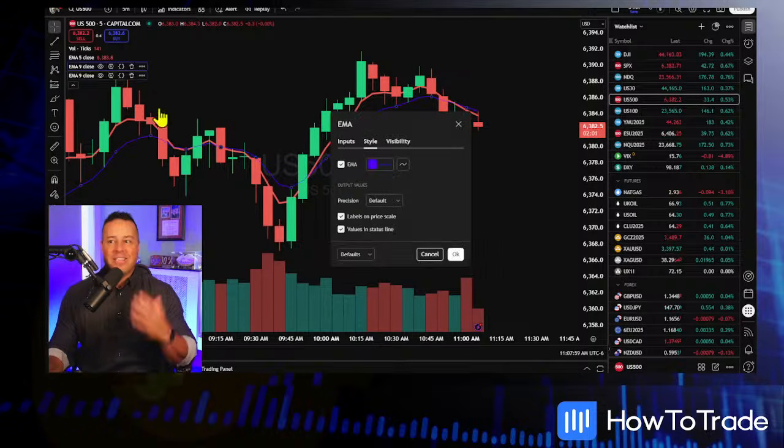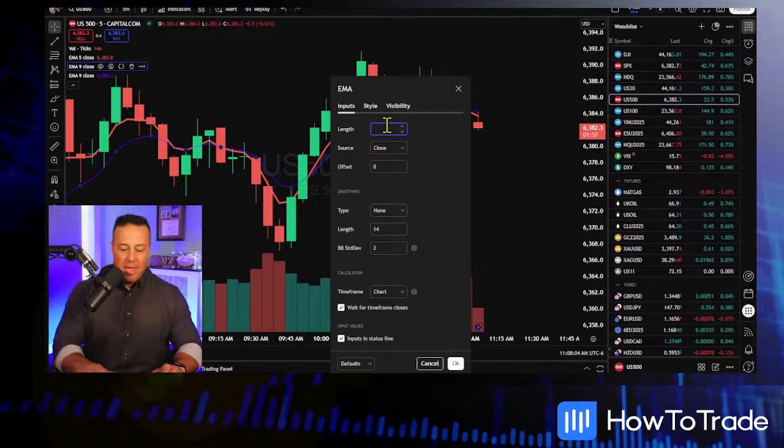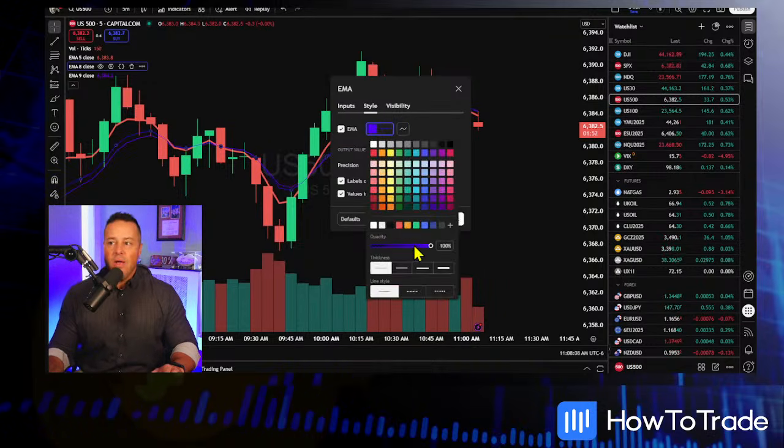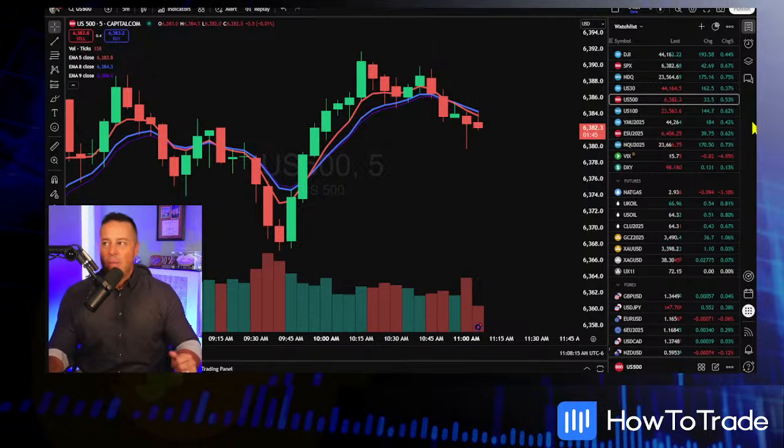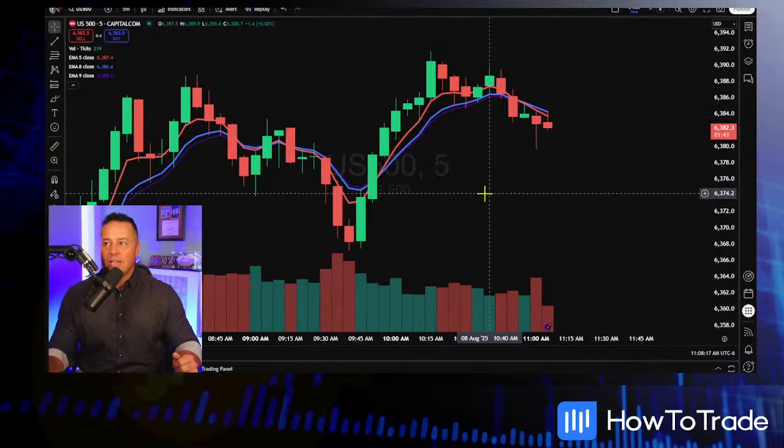Now, for the second one, you're going to go with your 8 EMA. You go right there to inputs and change your length to 8, just like that, based on the close. For style, blue is just fine with me. I like the lines a little bit thicker so I can see them, and they show better on these live streams. Let's close that down so we can focus.